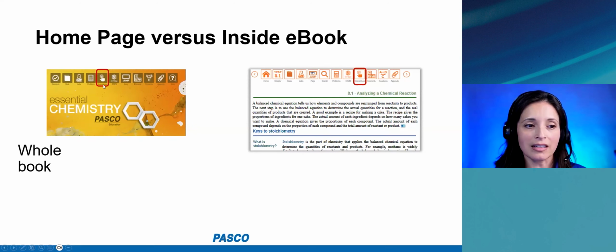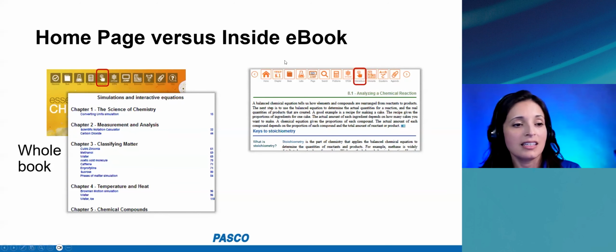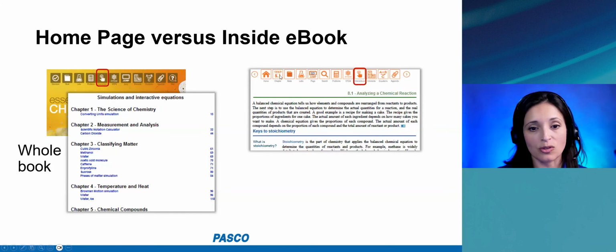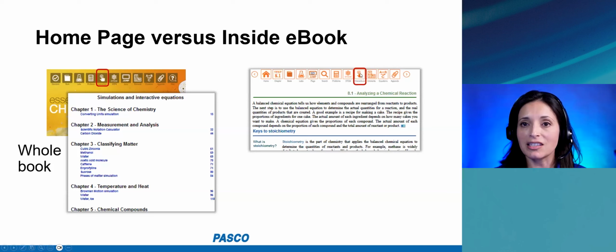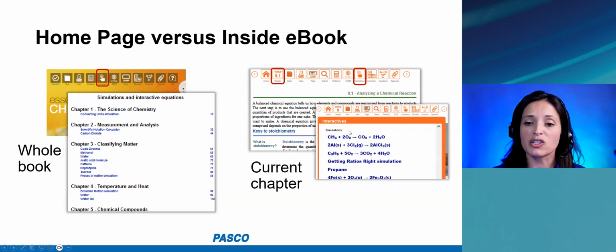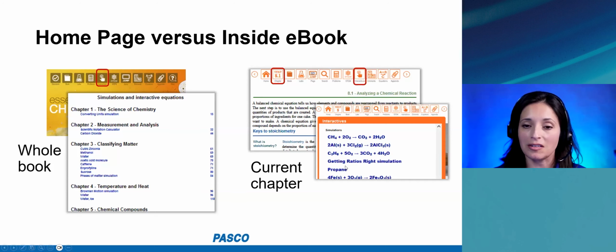And let's say you click the icon that says interactives on the home page, you'll see a list of all the interactive simulations in the entire textbook listed by chapter and page number, and you can click them, they're linked. But if you're in a chapter already, let's say you went to chapter 8, the stoichiometry chapter, and you click that interactives button, you will still see a list of all the interactive simulations, but only in the current chapter. So if you're in chapter 10, you'd get a different list than what you see here.